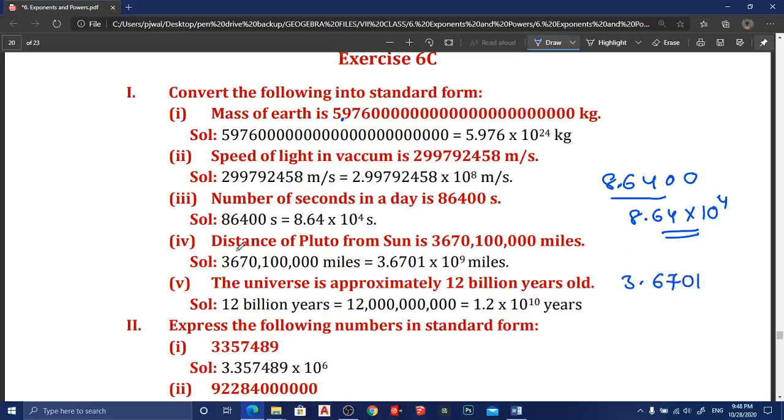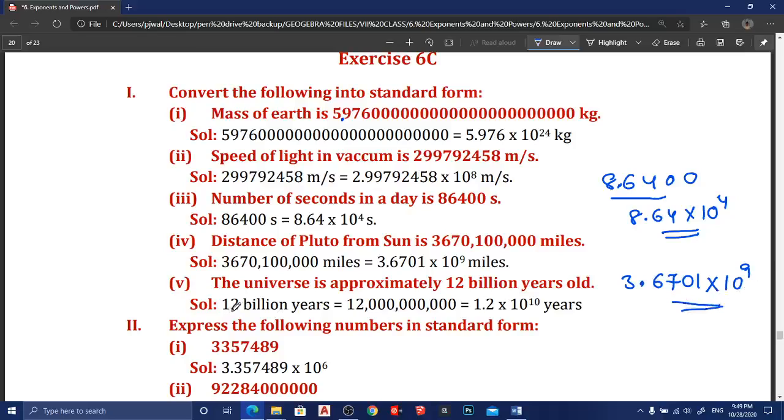3.6701. Even though there is a 0 in the middle, you have to take it up to here. Taking 3.6701 up to here, how many digits are there? 1, 2, 3, 4, 5, 6, 7, 8, 9. After the point, 9 digits are there. So you can write 10 to the power of 9 miles. 3.6701 into 10 to the power of 9.